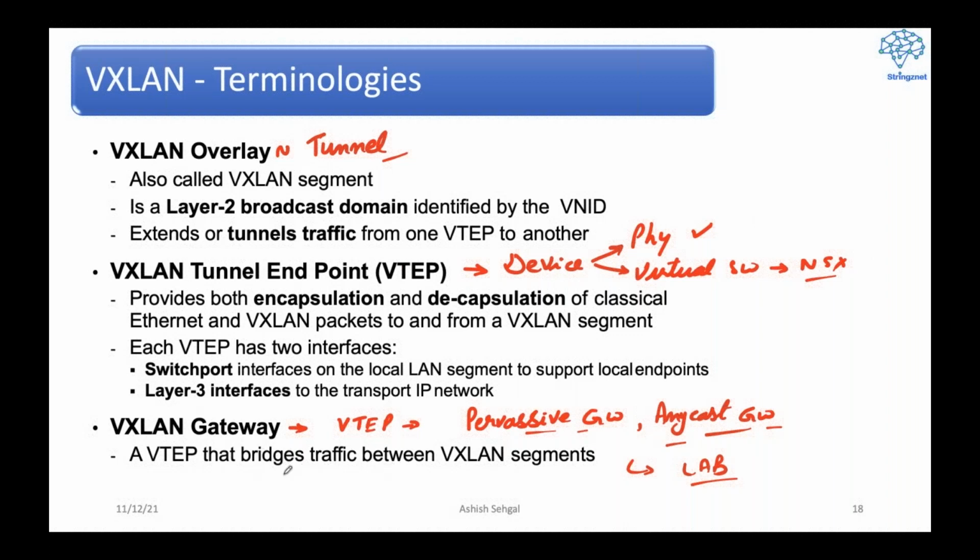VTAP that bridges traffic between VXLAN segments. What is this? Don't know. We'll come to it, because this is a very important configuration in VXLAN.